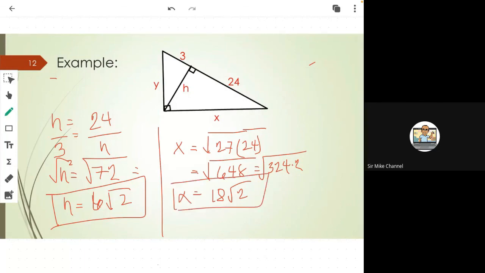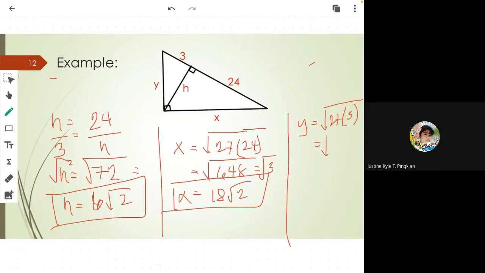Okay, next. How about number 3? Okay, last. Do you have an answer, Pintian? This is Y. Okay. Y equals the square root of 27 times 3. 27 times 3 gives 81. The factor of 81 is 9, so Y equals 9. Okay, the factor of 81 is 9 times 9, a perfect square number.